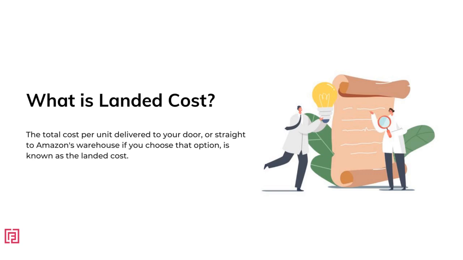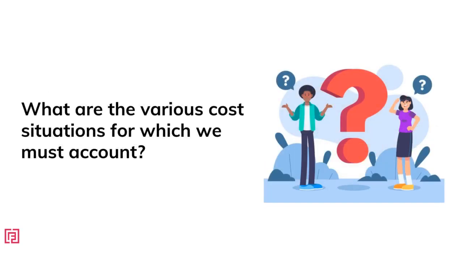Simply create a new tab in your spreadsheet and perform some basic calculations to sum all of the prices associated with your order. Then divide that total by the number of products in your order to obtain the cost per item. What are the various cost situations for which we must account?